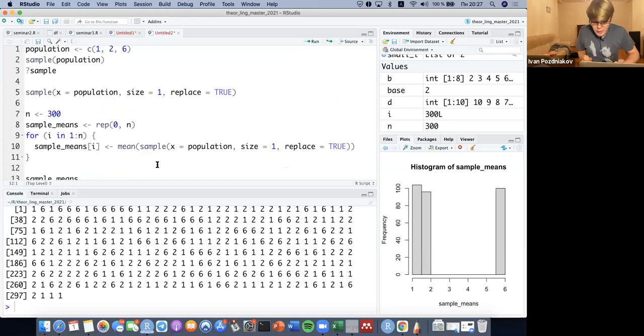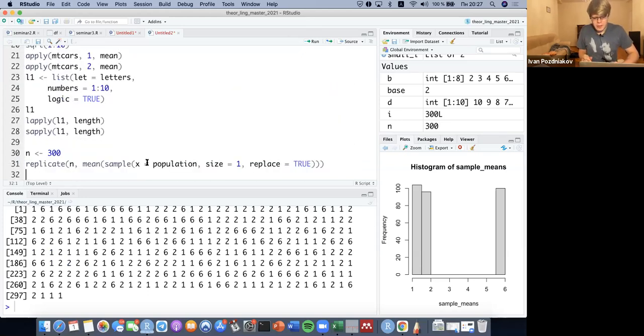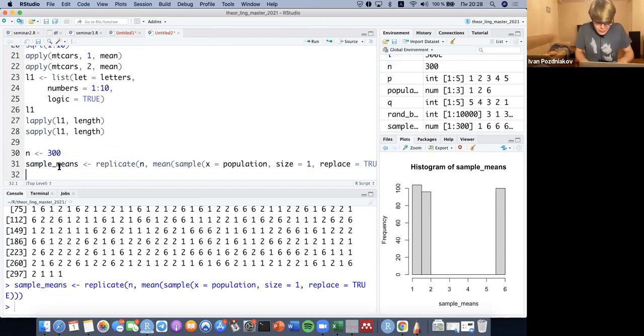Population is 1 to 6. You get a sample with size n equal to 1. You get the mean of the sample, which actually does nothing in this particular case when size is equal to 1. And then you replicate this operation 300 times and you don't need for loops. Right? Cool. Sample means. And you calculate it, and let's do table of sample means.